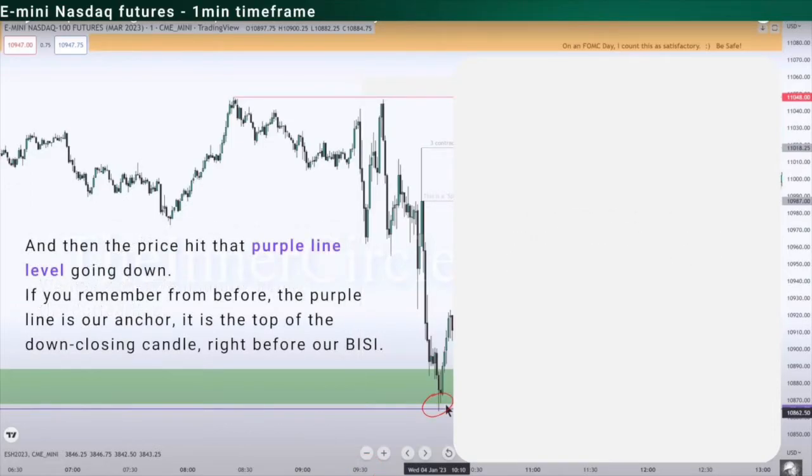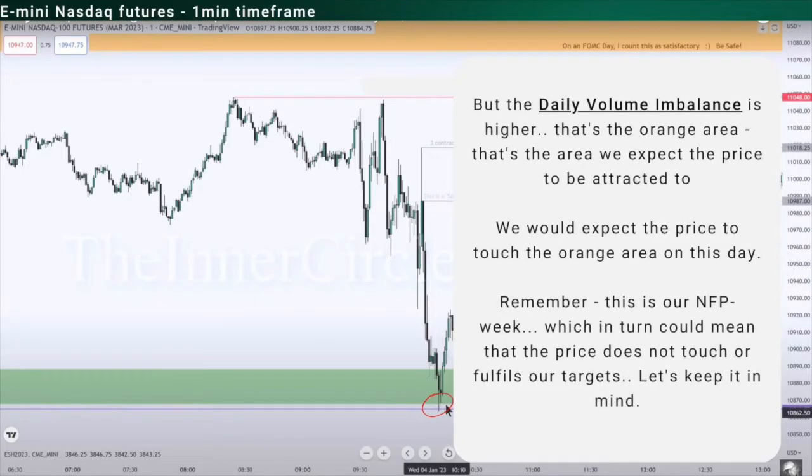If you remember from before, the purple line is our anchor. It is the top of the down closing candle right before our BISI. It's interesting, guys, because at this point we are really at a big discount, but the daily volume imbalance is actually much higher. That's the orange area, right? That's the area that we were expecting the price to be attracted to. We were actually expecting the price to touch the orange area on this specific day.